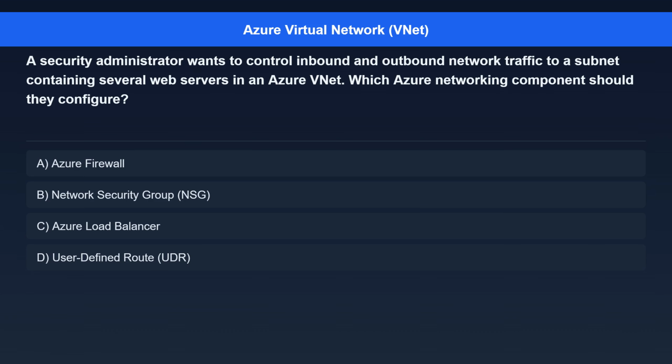Question 7. A security administrator wants to control inbound and outbound network traffic to a subnet containing several web servers in an Azure VNet. Which Azure networking component should they configure? Option A. Azure Firewall. Option B. Network Security Group, NSG. Option C. Azure Load Balancer. Option D. User-Defined Route, UDR.